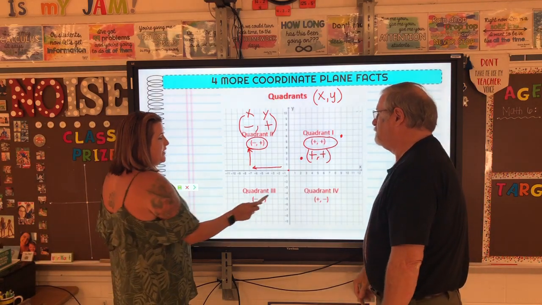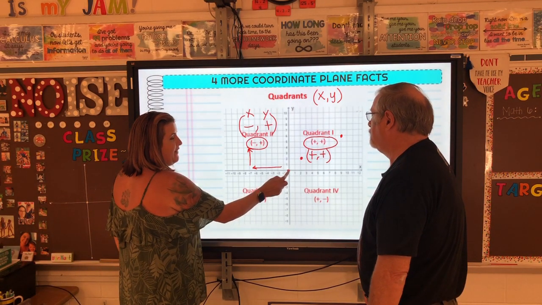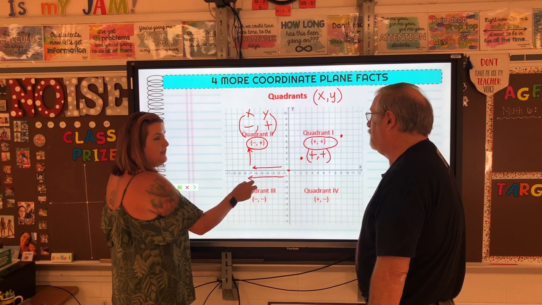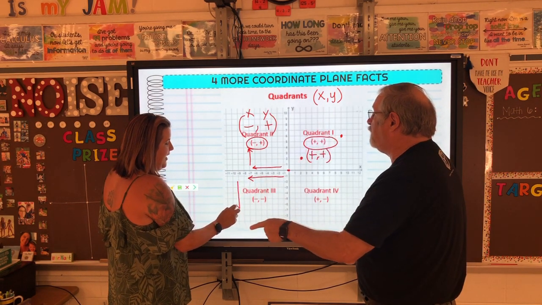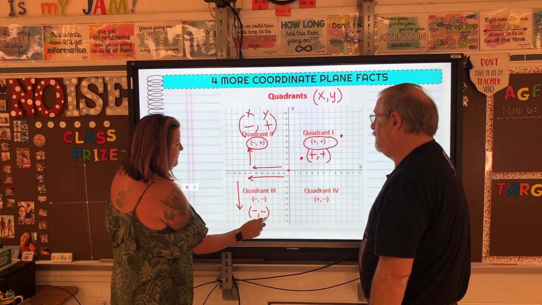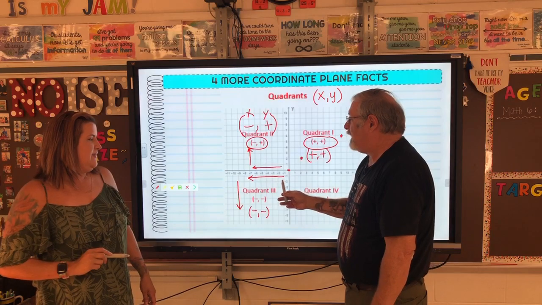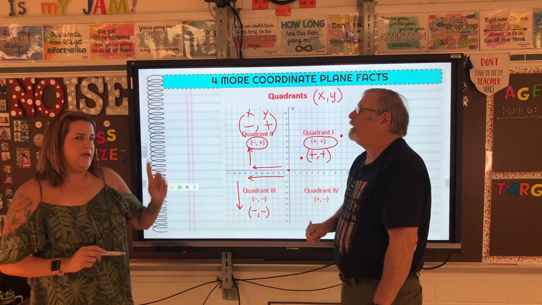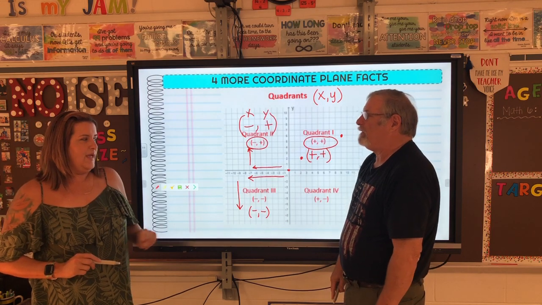But if we go into quadrant 3, we have to start again at the origin, and then we would go left, negative, because you always go left or right first, then down, negative. So we would be negative, negative. Excellent. So you always go left or right first and then up or down.